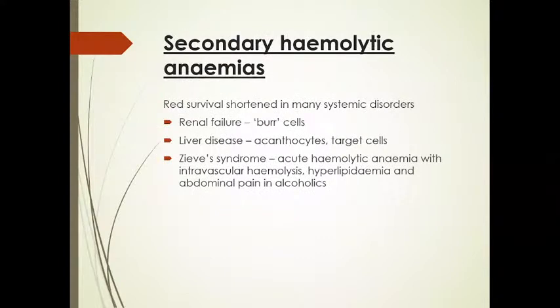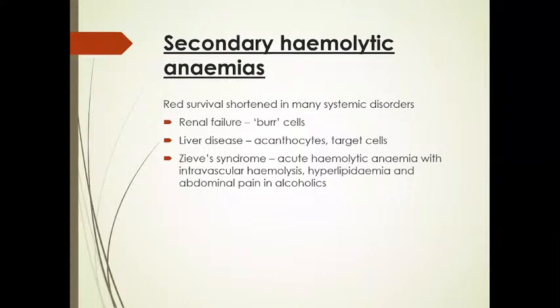We do get secondary hemolytic anemias that are not directly because of the cause, but due to shortened red cell survival in a lot of systemic disorders. In renal failure, even with uremia, not only do you get shortened red cell survival, but even platelets may not work as well. In liver disease, this may be attributed to how your body handles cholesterol. If you remember, your cell membrane is made up of cholesterol, and so we get acanthocytes or target cells directly as a result of that.